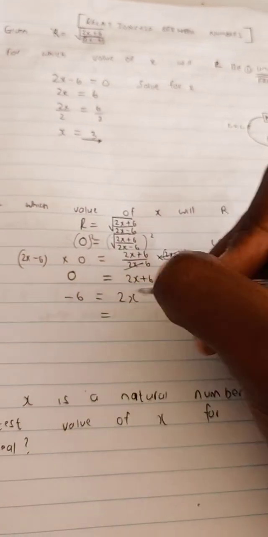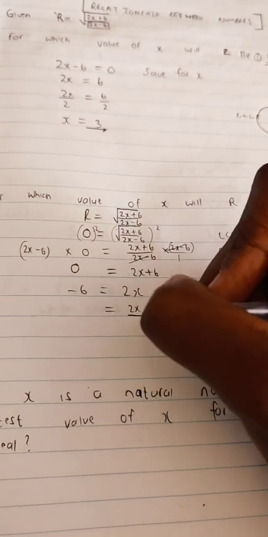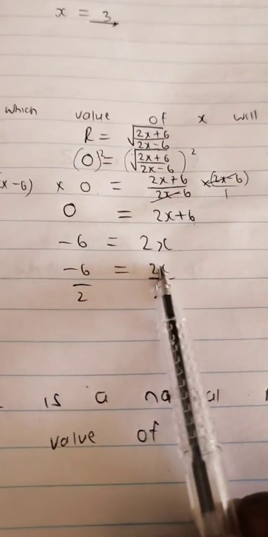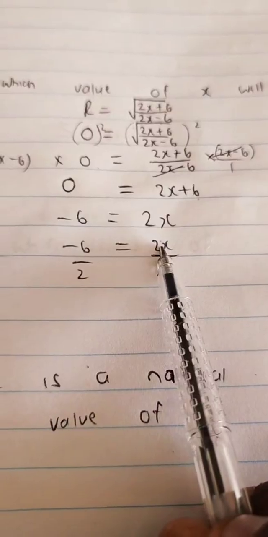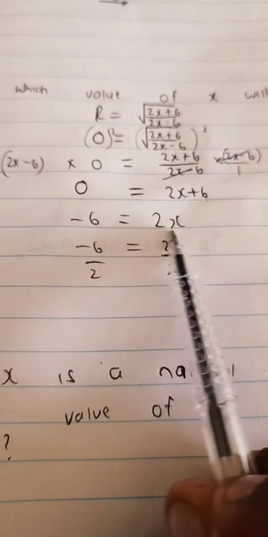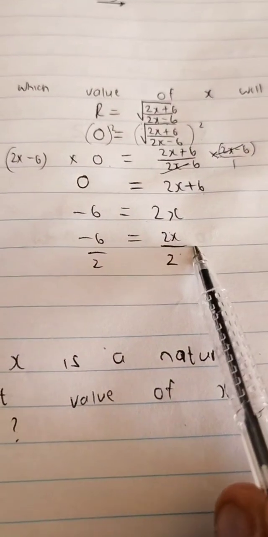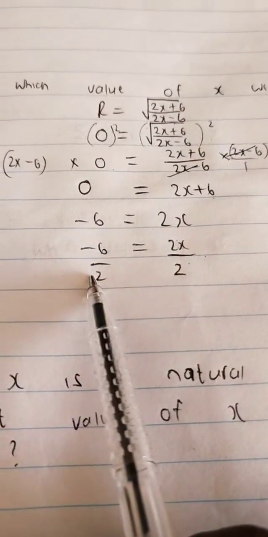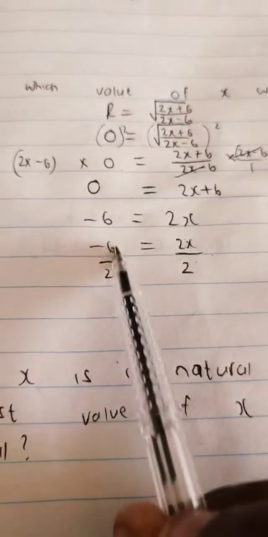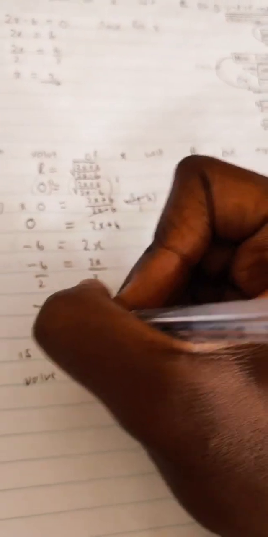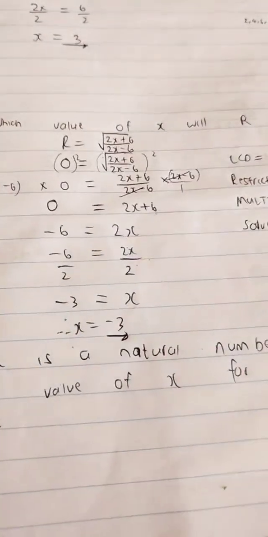Then what do we do after that? We divide both sides by the coefficient of x, which is 2. Remember, the coefficient of x is 2, so we divide by 2 on the right. But remember, what we do on one side of an equation, we must do on the other side. So what's negative 6 divided by 2, guys? That gives us a negative 3. So that's why we conclude that x is equal to negative 3.